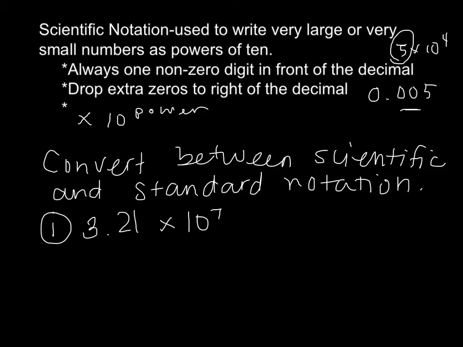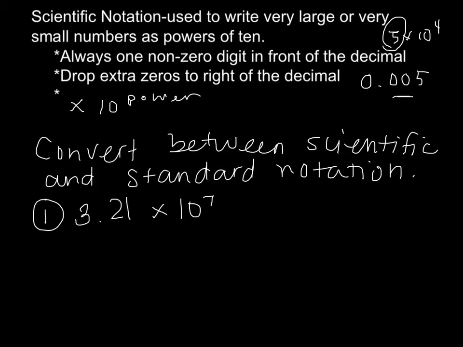Okay, so that means I need to move my decimal point 7 spots to the right. Because if I'm multiplying by 10, I know that my answer is going to get bigger. Okay, so if I'm moving the decimal point to the right, my answer gets bigger. If I move it to the left, it gets smaller. Okay, so let's write our original answer here.